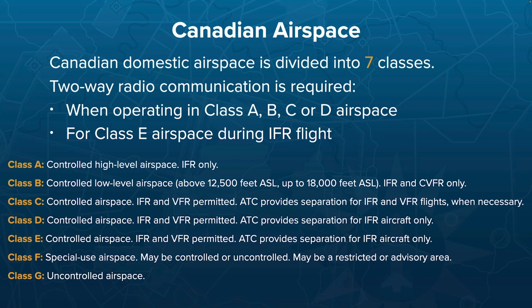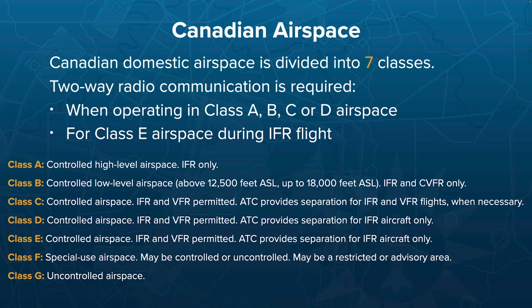Canadian airspace. Canadian domestic airspace is divided into 7 classes. Two-way radio communication is required when operating in Class A, B, C, or D. Keep that one in mind for Class E airspace during IFR flight. So Class A, controlled high-level airspace, IFR only. That's not really applicable to our VFR flying webinar today, but it's good to remember. Class B, controlled low-level airspace above 12,500 feet ASL up to 18,000 feet, IFR and controlled VFR only.